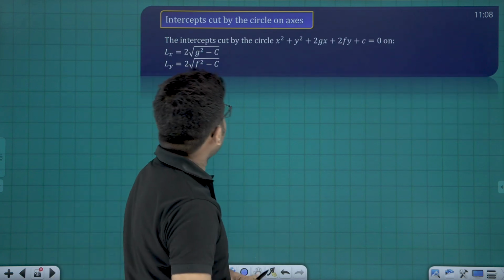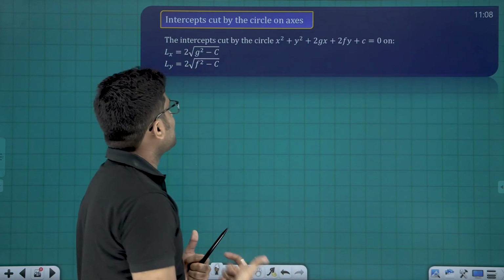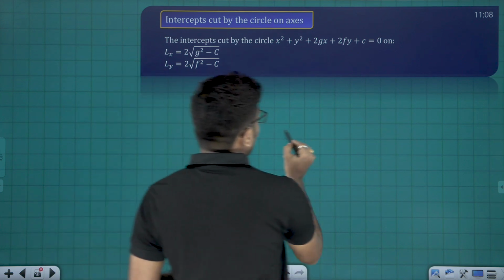Next, intercepts made by a circle on the x-axis and y-axis. See guys, what do you mean by intercepts?